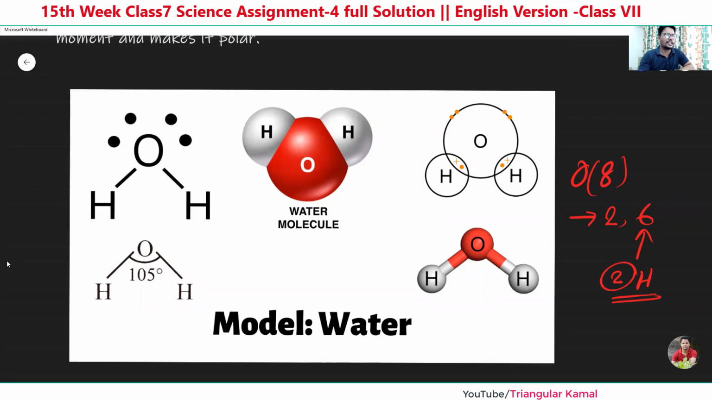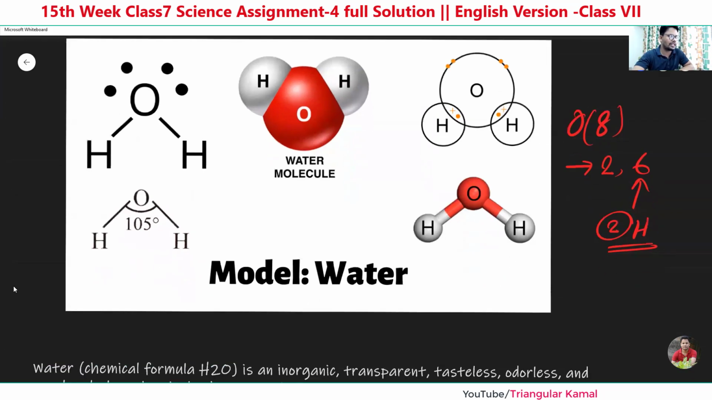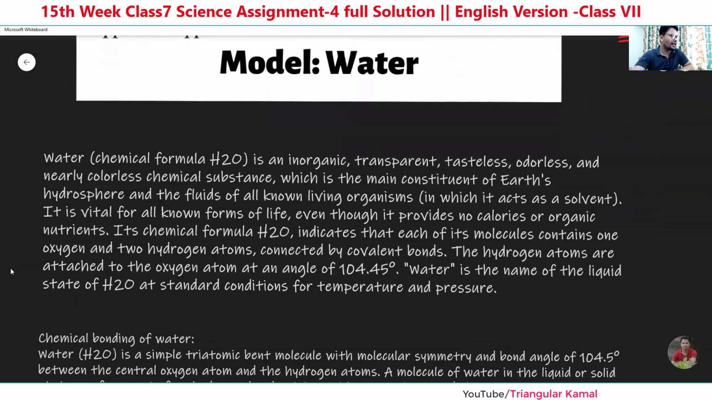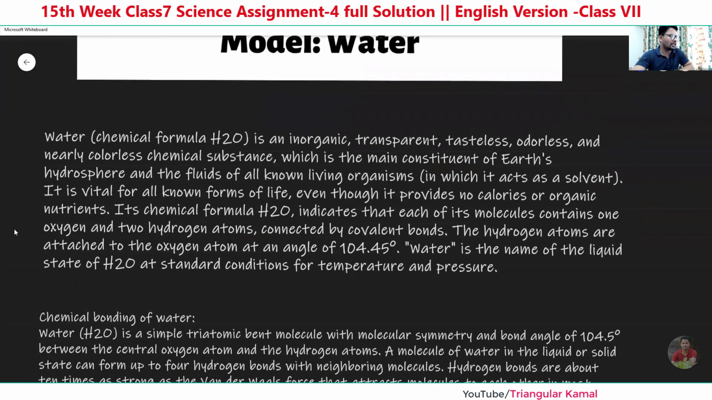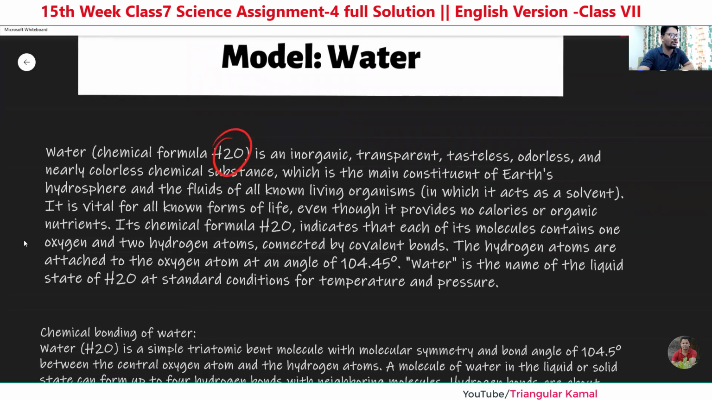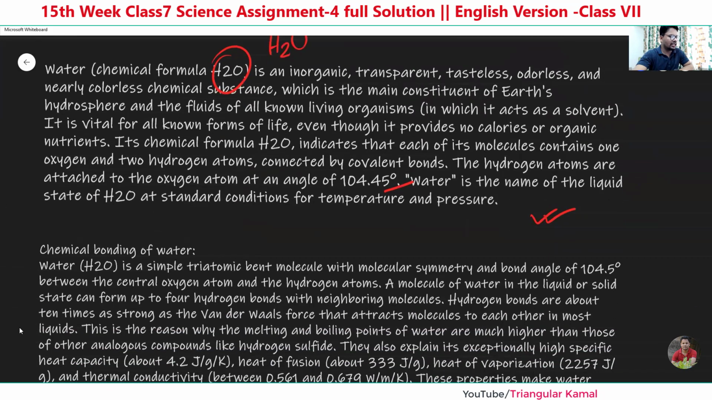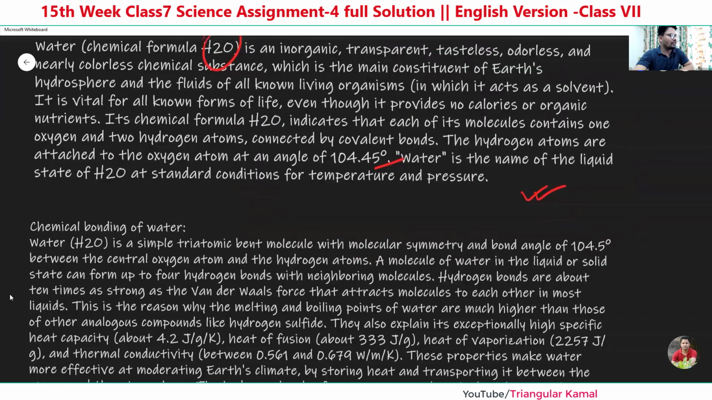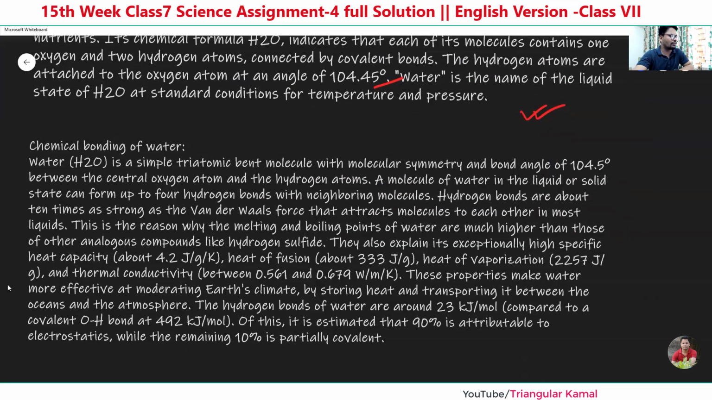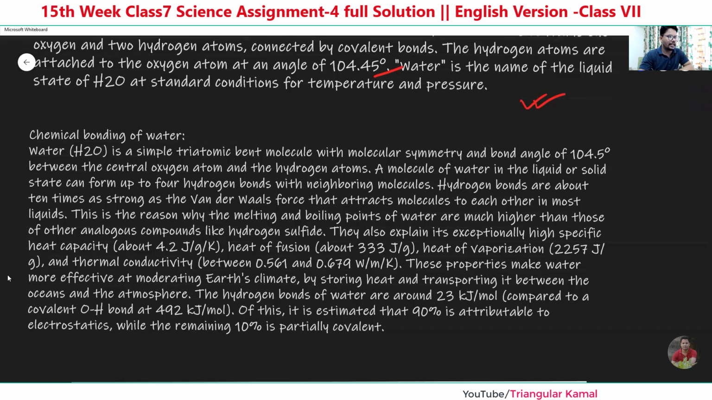So now you can design the model of water in your assignment copy. I think all of you know about the water, and the water chemical formula actually looks like H2O. So the information given here is the structure, the angle between hydrogen and oxygen, the chemical bonding of the hydrogen and oxygen, and the heat capacity and thermal conductivity are also given here.